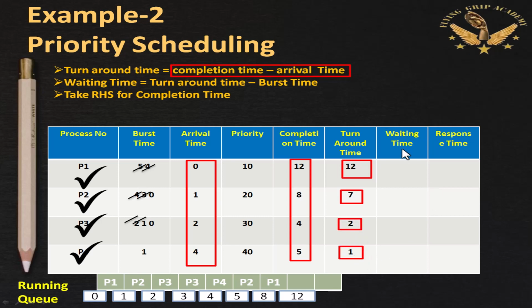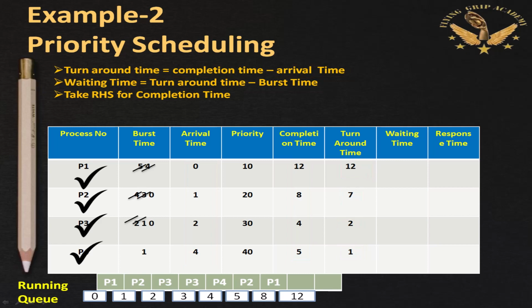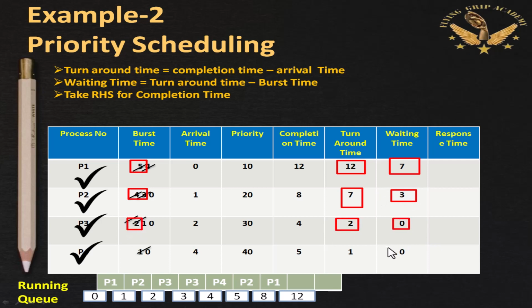Finally we need to find the waiting time. Waiting time is turnaround time minus burst time. So we are going to calculate turnaround time minus burst time. Here we have calculated the turnaround time. Here we have burst time 5. So 12 minus 5, which is 7. Next 7 minus 4, which is 3. Next 2 minus 2, which is 0. Next 1 minus 1, which is 0.